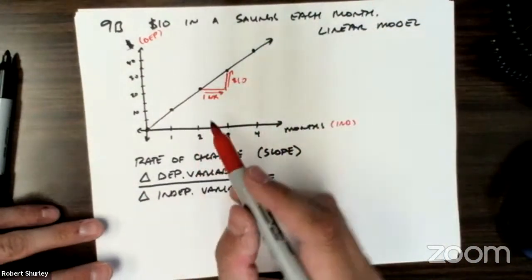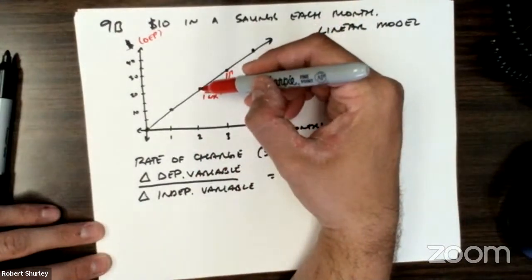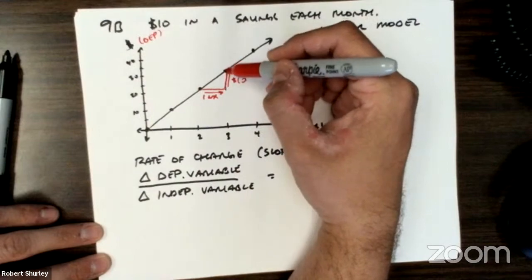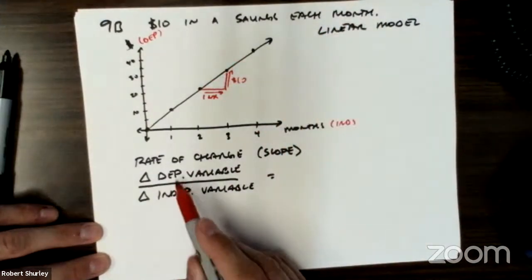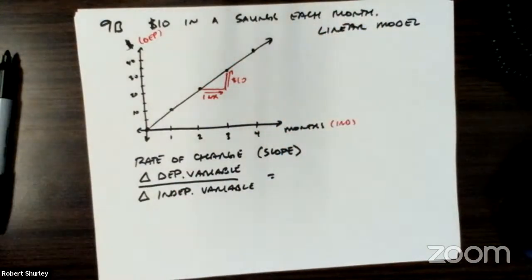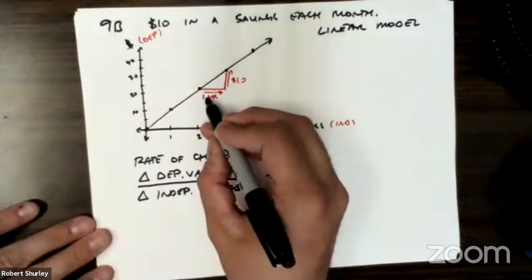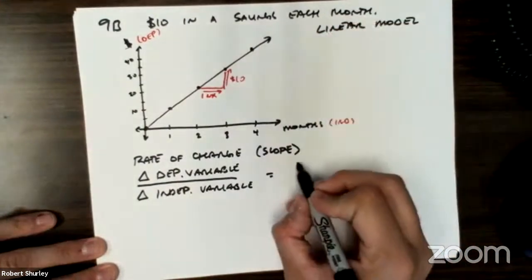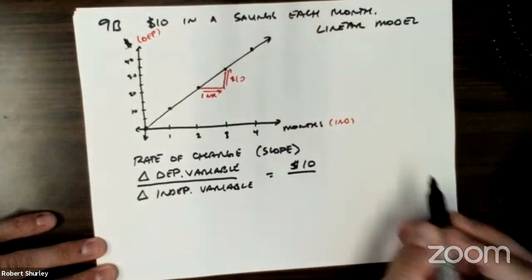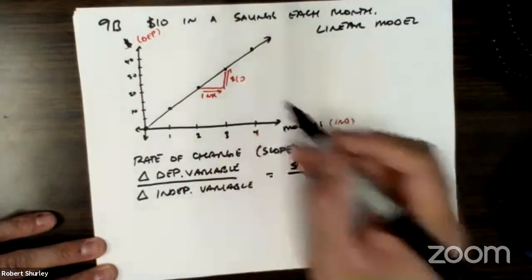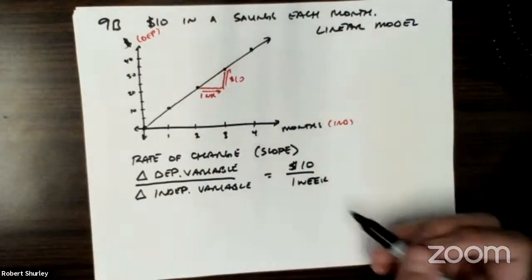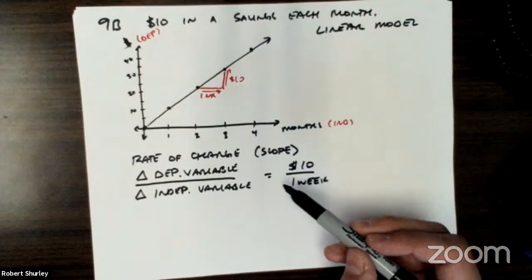So from week 2 to week 3, we ran 1 week over and we went $10 up. So that's actually the rate of change. The rate of change comes from this: the change in the dependent variable, the dependent is the y, was $10. And the change in the independent variable was 1 week. So we can write this as $10 per 1 week.